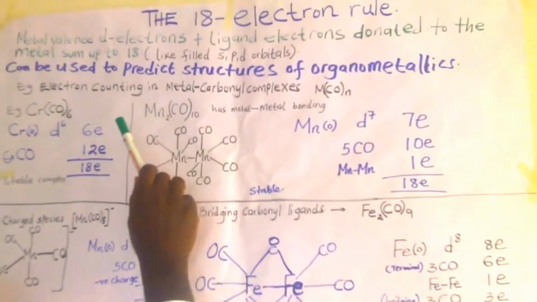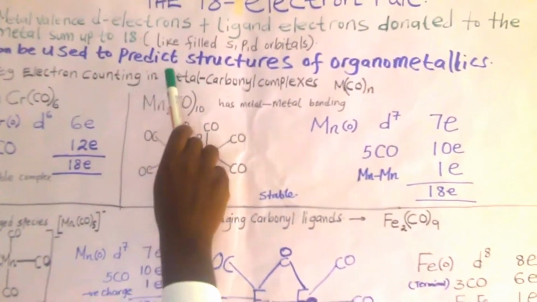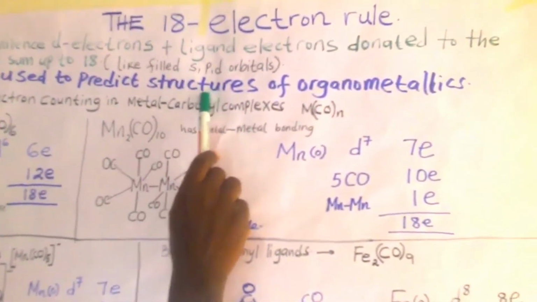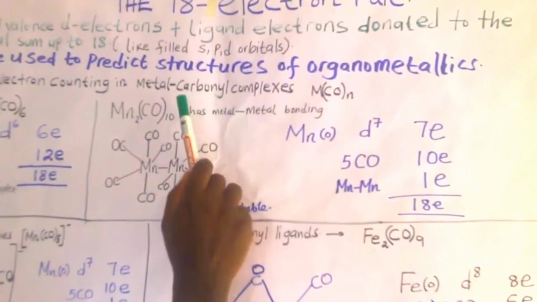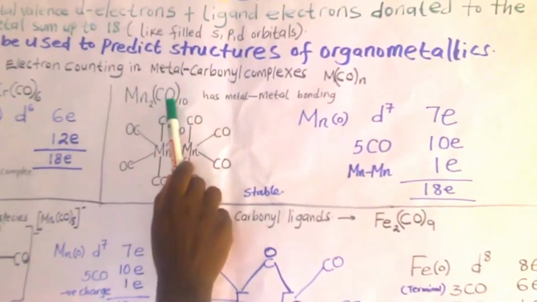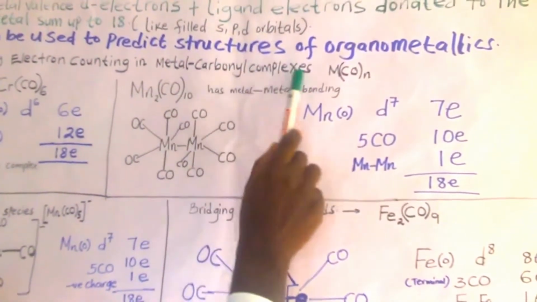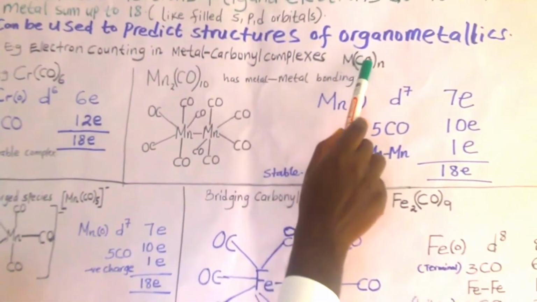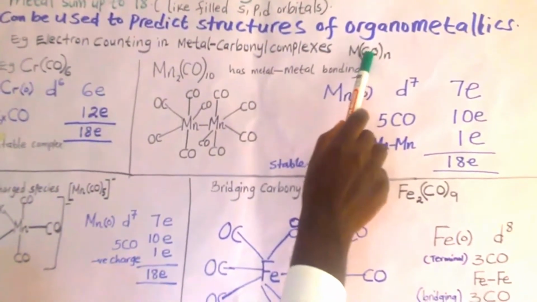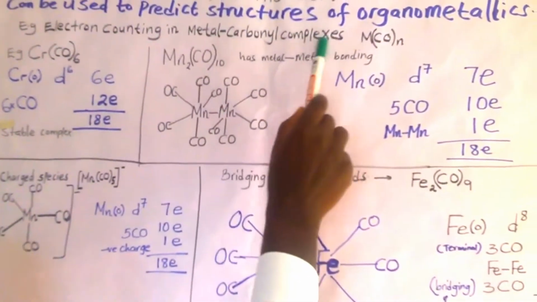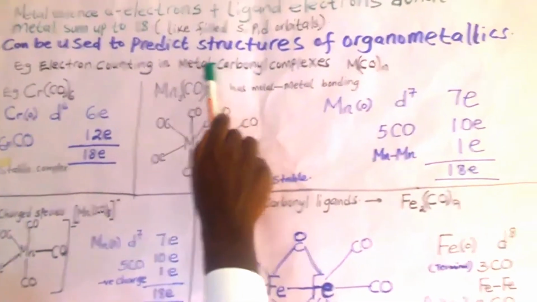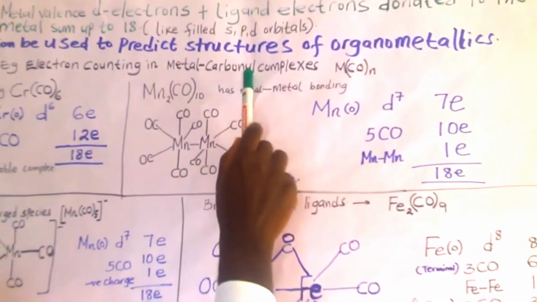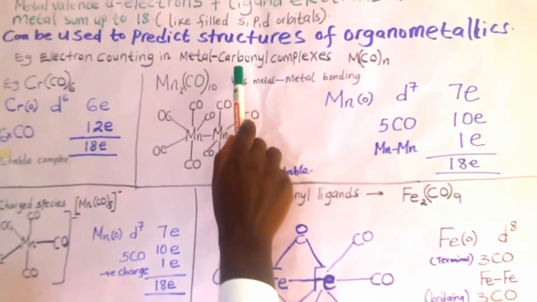So today we want to look at how we can use the 18 electron rule to predict the stability and the structure of organometallic complexes. But our focus is to look at metal carbonyl complexes, a metal which has been bonded to carbon monoxide. That's what we are going to use to demonstrate the 18 electron rule. We are going to do the electron counting, but using the neutral method.